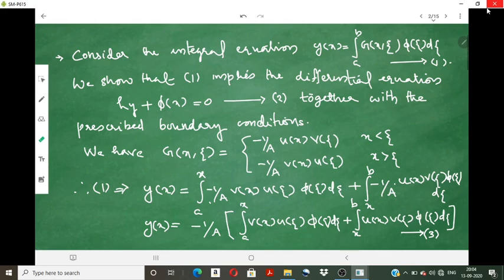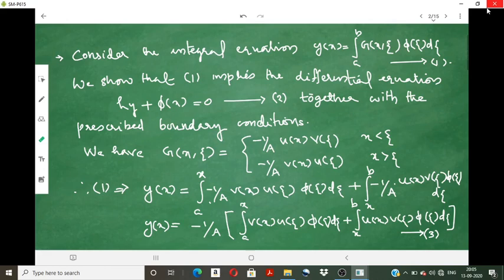In the last lecture, we have formulated the Green's function as follows: when x is less than theta, the value is minus 1 by a u of x into v of theta, and when x is greater than theta, its value is minus 1 by a v of x into u of theta, where u of x and v of x are the non-trivial solutions of the homogeneous differential equation Ly equal to 0. And u of x satisfies the boundary condition at a, and v of x satisfies the boundary condition at b.